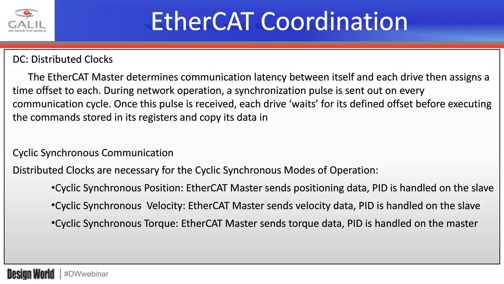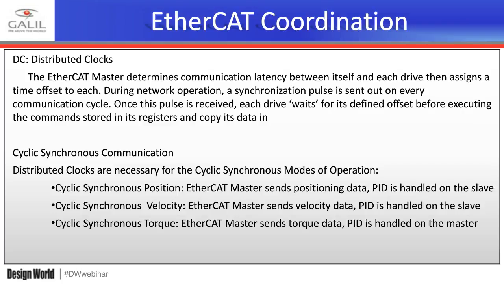Once the network is up and drives are communicating with the master in real time, every cycle the master sends out a sync pulse. When each one of the drives on the network sees this pulse, it will take whatever position, torque, or velocity information it has currently received from the master and execute it. In this way, each drive starts motion at the same moment in real time, regardless of the communication latency.